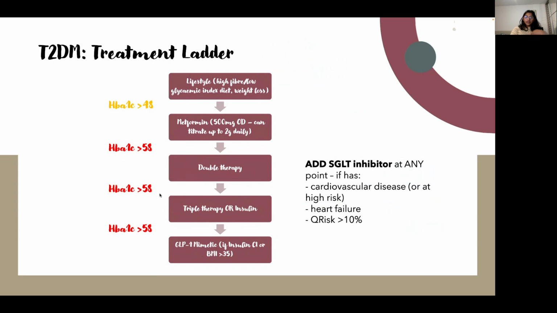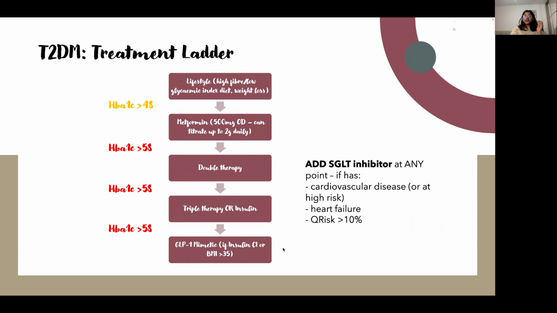And then if it's still above 58 after 6 months, then triple therapy, or you can at this point try insulin. And then if that's still not worked, then you can try a GLP-1 mimetic. So that's the exenatide at the bottom of the drug list that we talked about, which is really helpful in someone who is overweight, so has a BMI of over 35, or if they couldn't actually use insulin, if it was contraindicated.